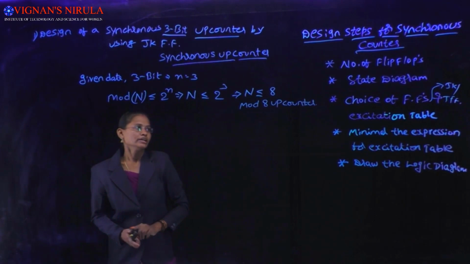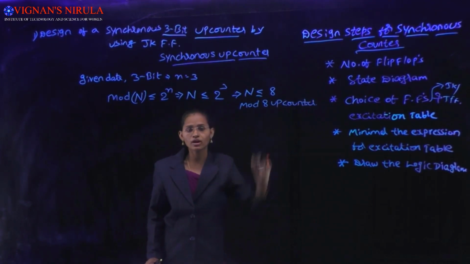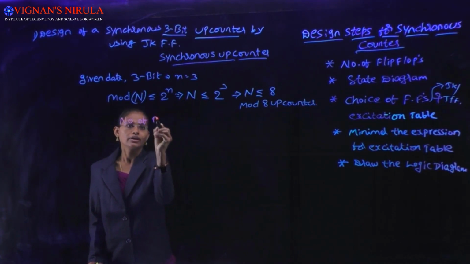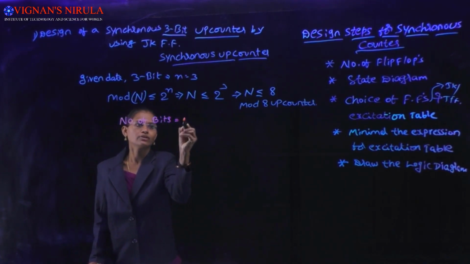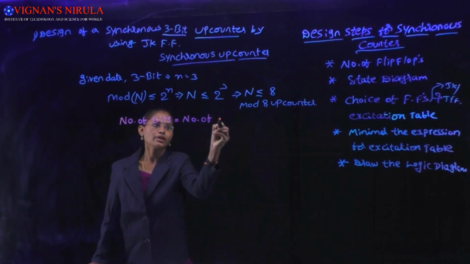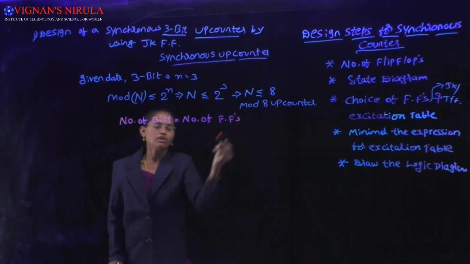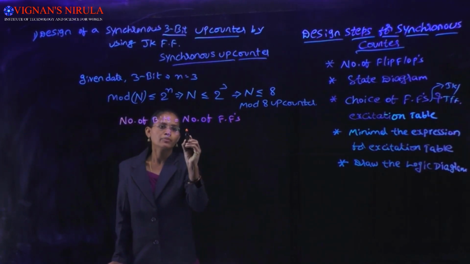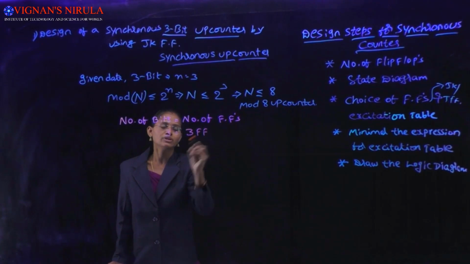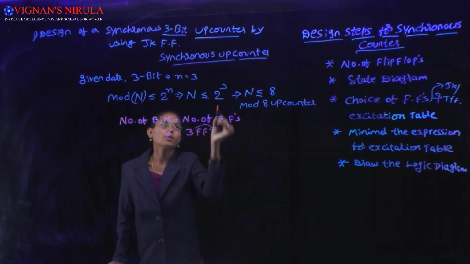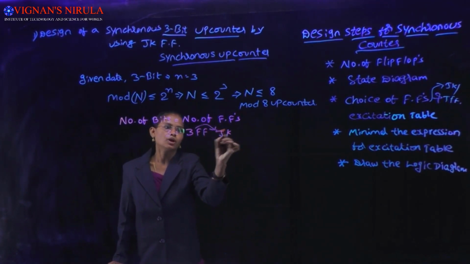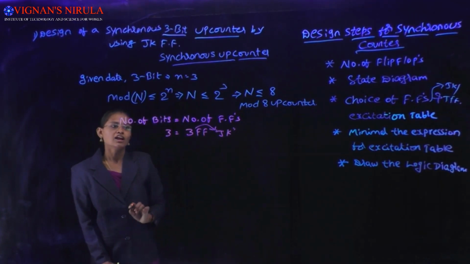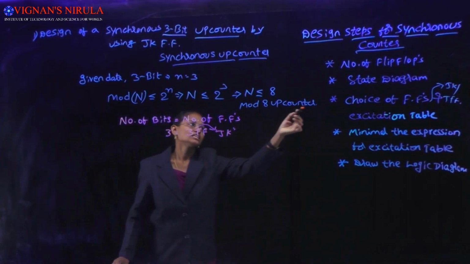Okay, what is the first step? Number of flip-flops. Here number of bits equals number of flip-flops. Here the number of bits is 3, so the number of flip-flops is also 3. Here we are using JK flip-flops. So we consider 3 JK flip-flops, and the second step is the state diagram.